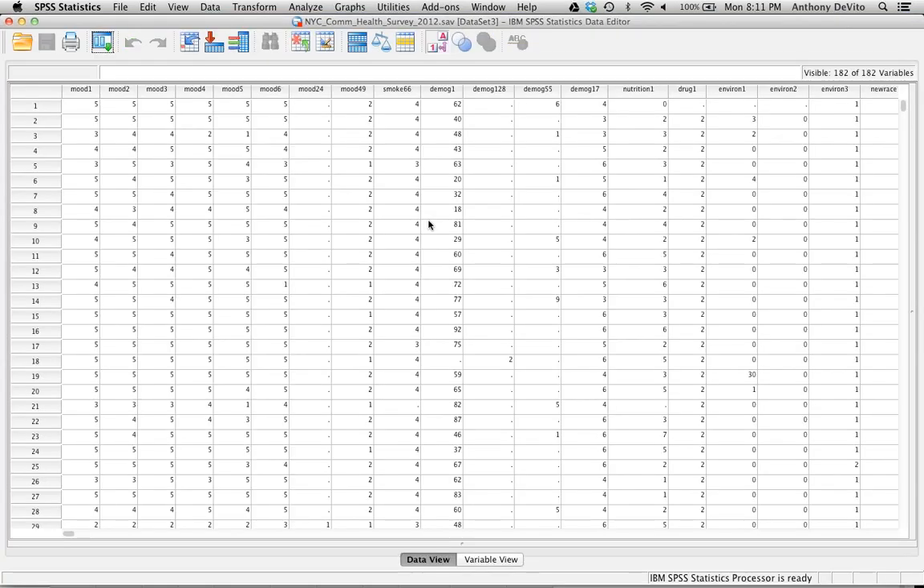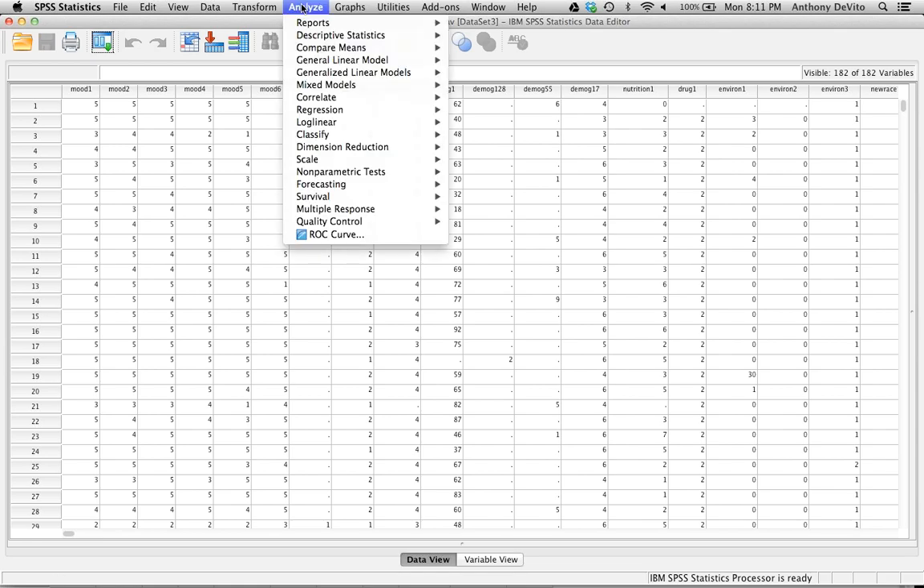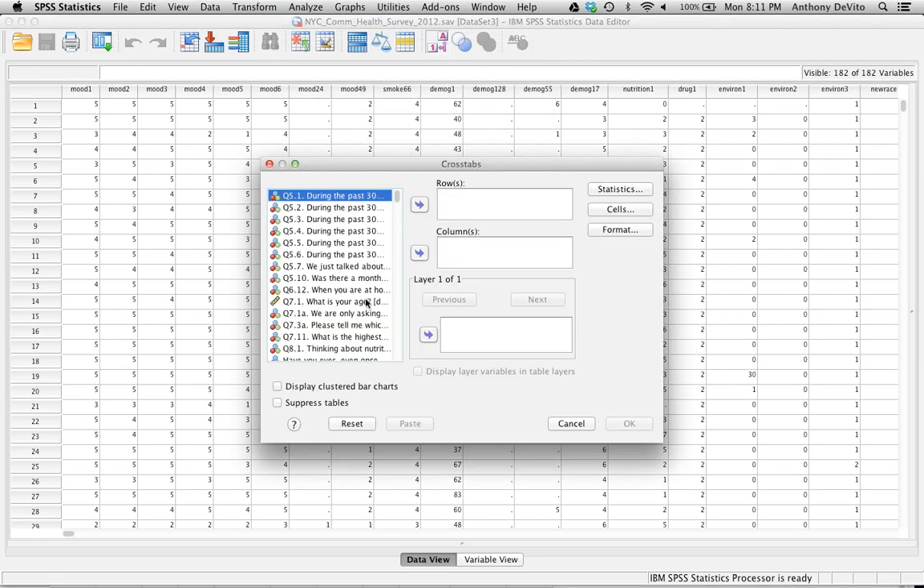Okay, here's the data file itself, and I'm going to choose a couple of these variables. I'm going to tinker around a little bit here, see if I can't come up with something interesting. Crosstabs? Well, now I've got to choose which variables I want to use here. So let me see if I can find the one for diabetes. Look at all these variables we have here.